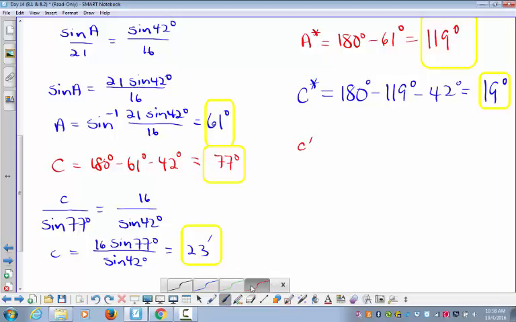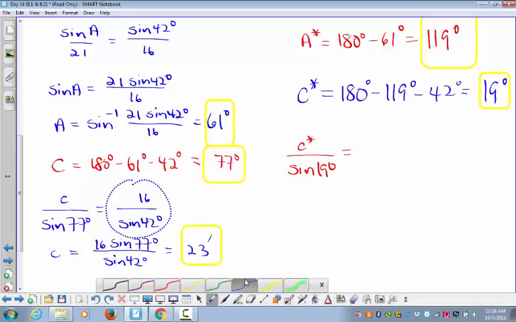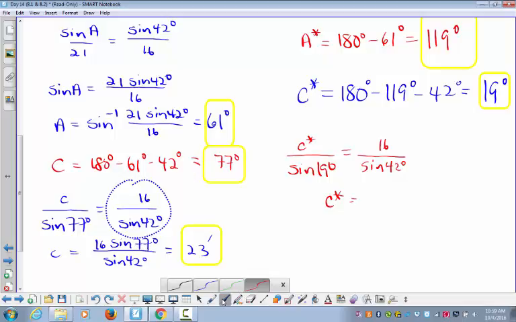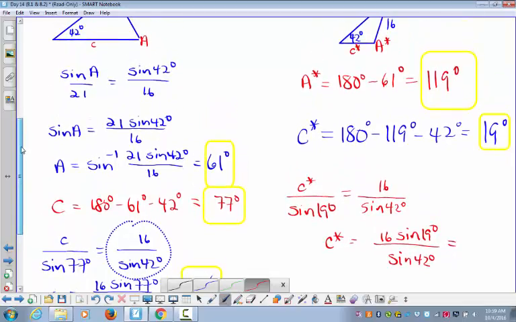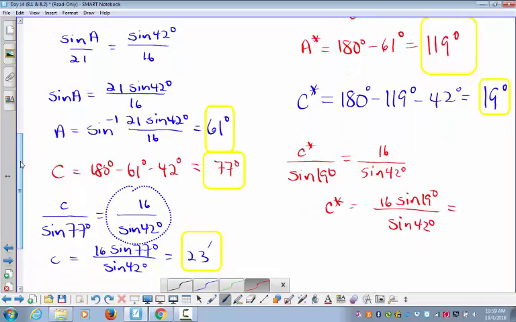So little c star divided by sine of 19. And that ratio is always going to match right over here where we solve for little c. That ratio there is going to match when we come over to this side. So C star will be 16 multiplied by sine of 19 degrees divided by sine of 42 degrees, and that all gives us how many degrees? Not degrees. It gives us units of length, or feet in this case. And do we say eight? 8 feet. There we go.